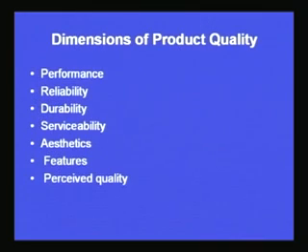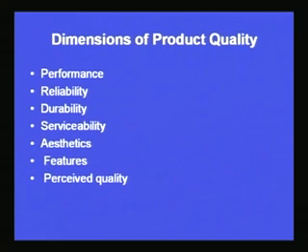Similarly, a product has to be durable. So durability is related with time. Today if I buy a product and I feel that it is durable, then it should be durable for a certain amount of time, maybe 6 months, maybe 1 year, 1.5 years, 2 years, 5 years, 10 years. So durability is related to time. So product quality can be measured in terms of performance, it can be measured in terms of reliability, it can be measured in terms of durability.